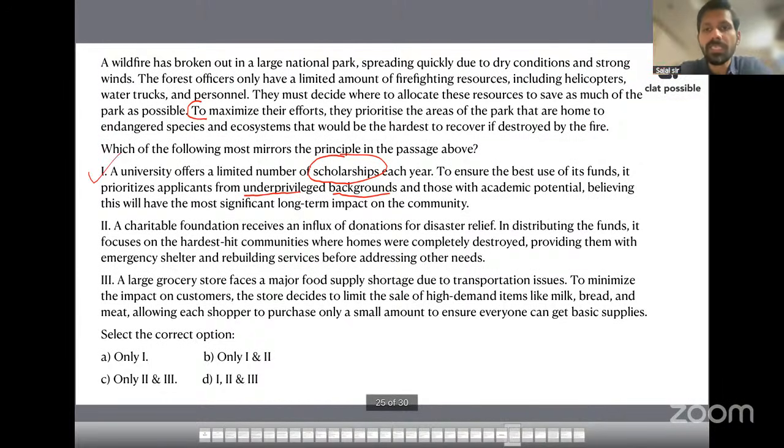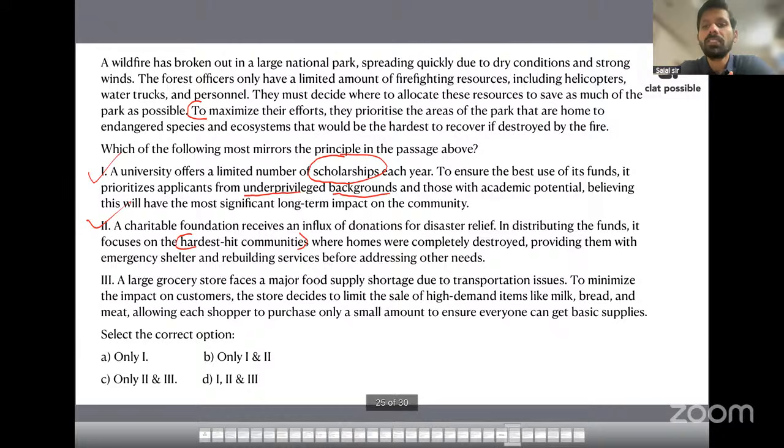So one is fine. Two says a charitable foundation receives an influx of donations for disaster relief. In distributing the funds, it focuses on the hardest hit communities where homes were completely destroyed, providing them with emergency shelter and rebuilding service before addressing other needs. Right. So again, they're prioritizing the ones who need it the most, the hardest hit communities. So two also sort of aligns with that principle.